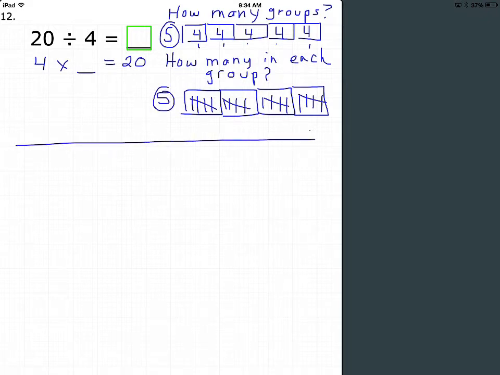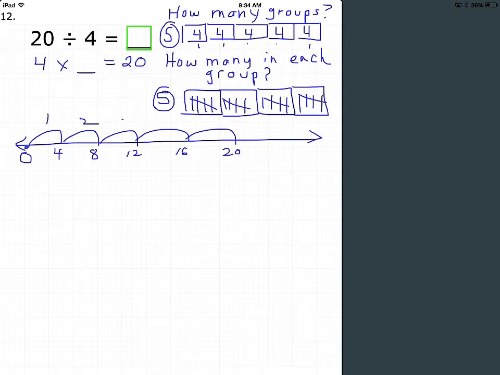You can also see that skip counting is a way to get the answer in a division problem. So you start with 0 and you do jumps of 4: 4, 8, 12, 16, 20. 1, 2, 3, 4, 5 jumps of 4 give you 20.